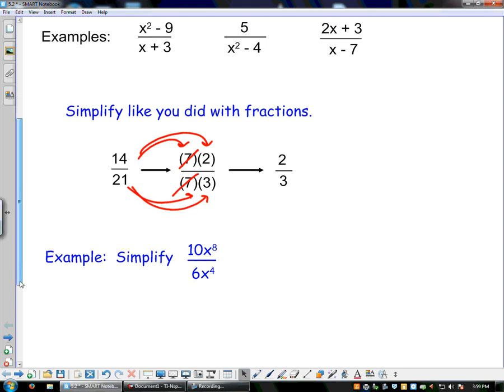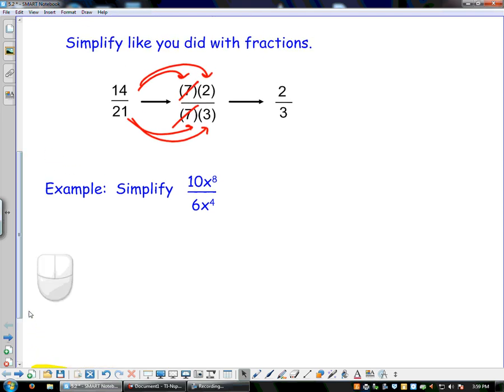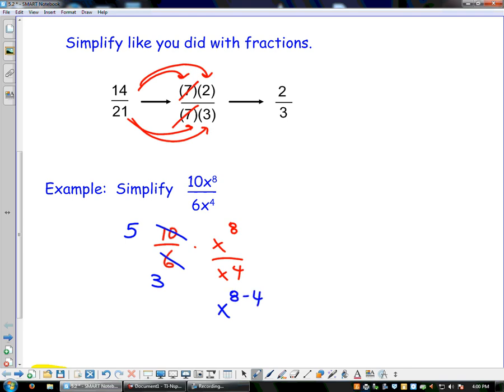Okay, so now we're going to do the same type of thing with simplifying rational expressions. So here we could think of this as 10 over 6 times x to the 8th over x to the 4th, and we can reduce the 10 over 6. 2 goes into 6 3 times, 2 goes into 10 5 times. And here, remember, when we're dividing two numbers with the same base, we subtract their exponents. So this is really going to be x to the 8 minus 4, which is x to the 4th. So our final answer is going to be 5x to the 4th over 3.